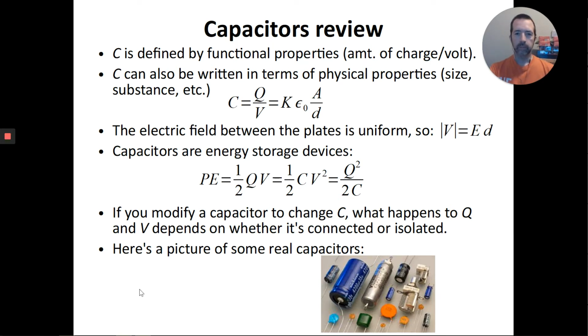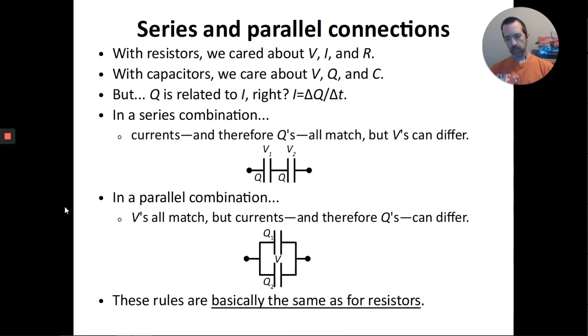All right, so let's talk about putting these things into circuits. With resistors, the properties we were talking about all the time were the voltage and the current and the resistance. And there's that formula V equals IR, which is basically the definition of resistance. So the definition of resistance involves V and I, and that's why we cared about them. Definition of capacitance involves V and Q. So we're going to care about Q a lot more than we care about I when we're dealing with capacitors.